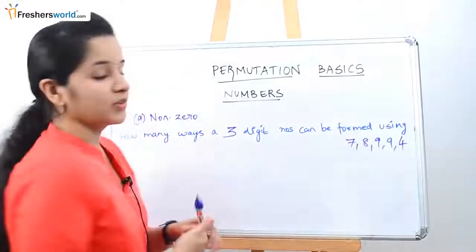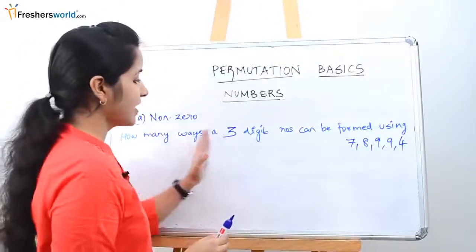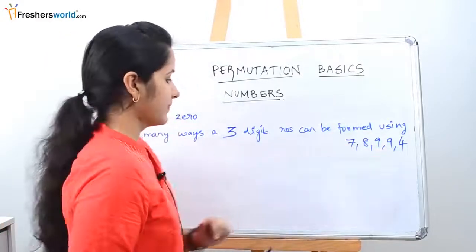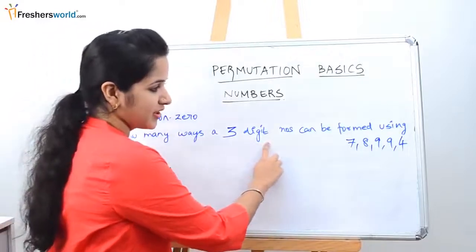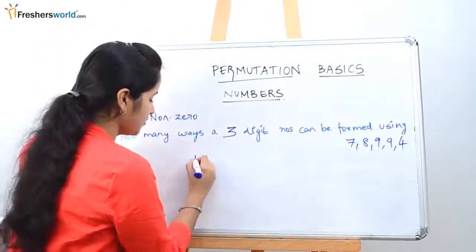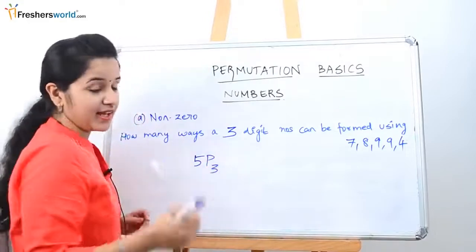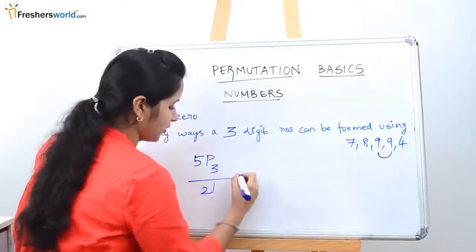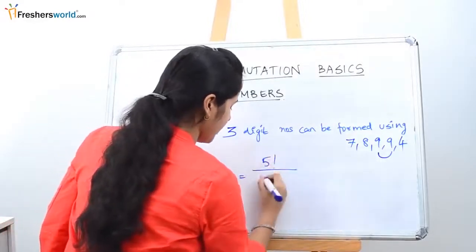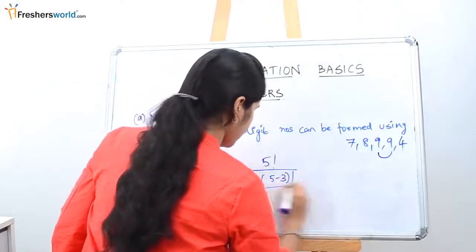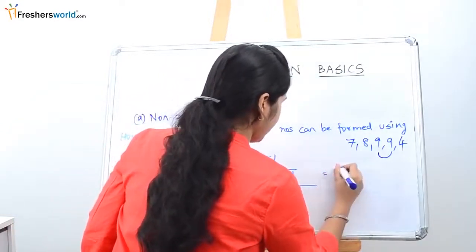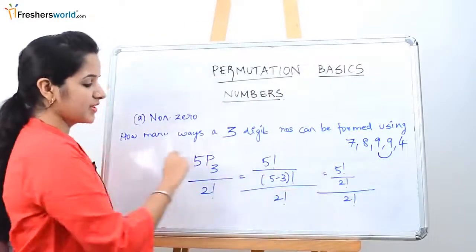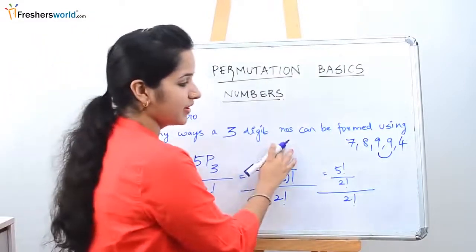Once you solve the sum, you will know the ways in which a 2-digit number can be formed using these 5 numbers. In this question, they are asking how many ways a 3-digit number can be formed using 7, 8, 9, 9, 4. They are asking us to form a 3-digit number and they have given you 5 numbers. So as usual, we write it as 5P3. The catch here is 9 is repeated twice, so divide by 2 factorial. Solve this: 5 factorial by (5 minus 3) factorial, divided by 2 factorial, which is 5 factorial by 2 factorial divided by 2 factorial. Once you solve this, we will know the ways in which a 3-digit number can be formed using the given numbers.